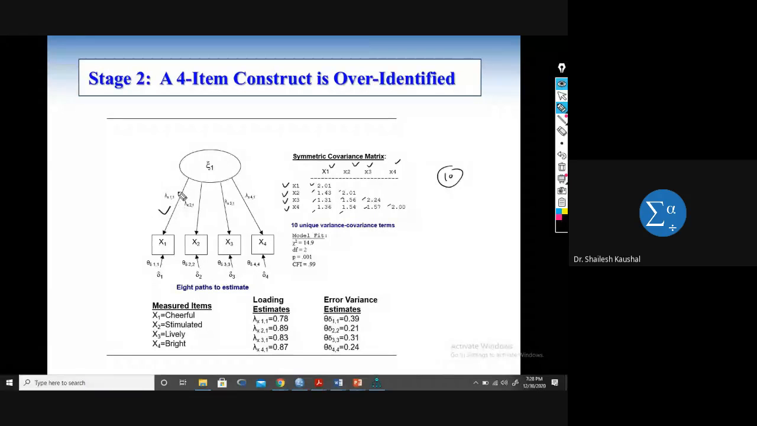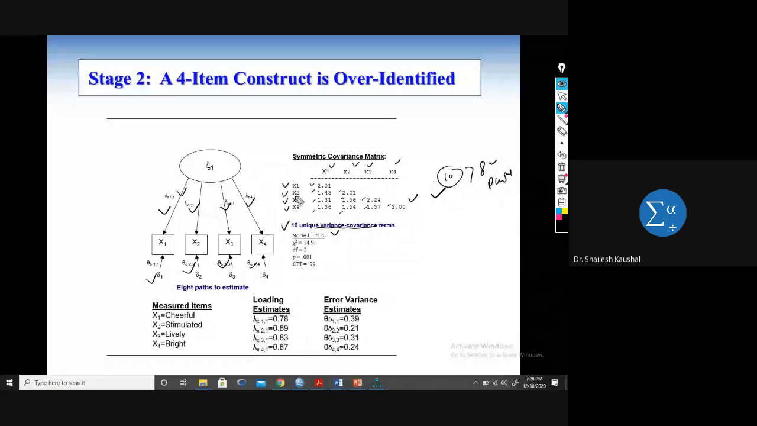The factor loadings: 1, 2, 3, 4, and then 1, 2, 3, 4, so 8. These should be the covariance elements, 10 unique variance covariance terms. These 8 are the parameters, the path estimates. So the unique variance covariance terms should be greater than the parameters, so it is desirable.